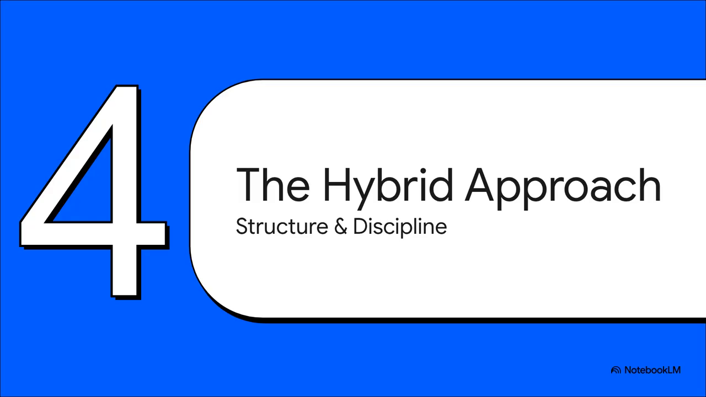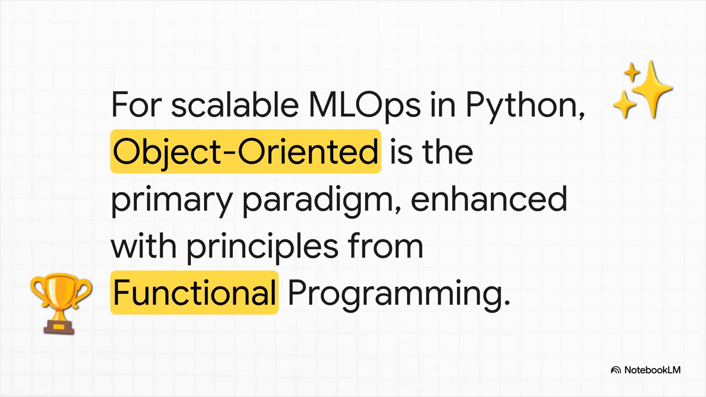And what all this shows us is that trying to be a purist, trying to stick to just one paradigm, is almost always a mistake. The most robust and effective MLOps systems aren't built with just one tool from the toolbox. No, they use a smart hybrid approach, one that combines solid structure with rigorous discipline. So what's our recommendation? For building scalable MLOps systems in Python, the verdict is pretty clear.